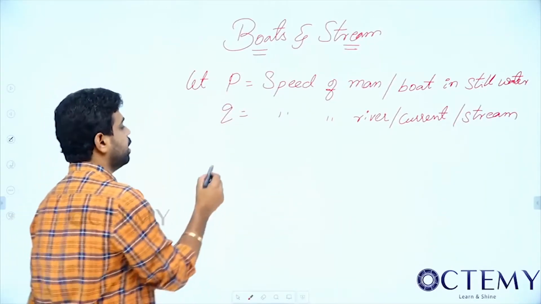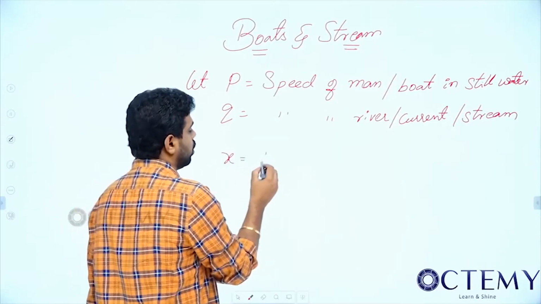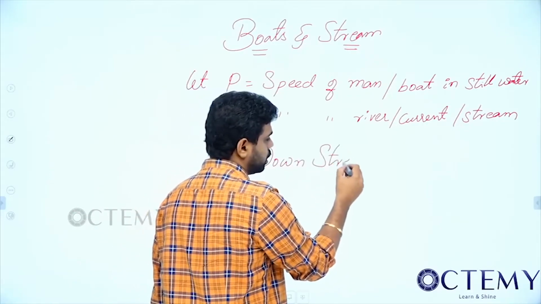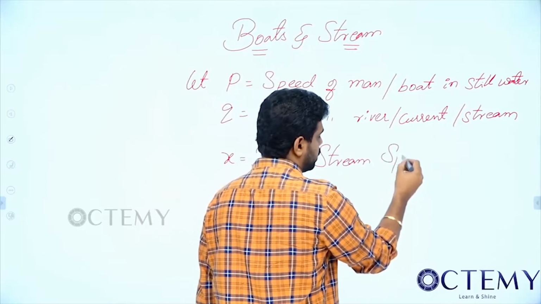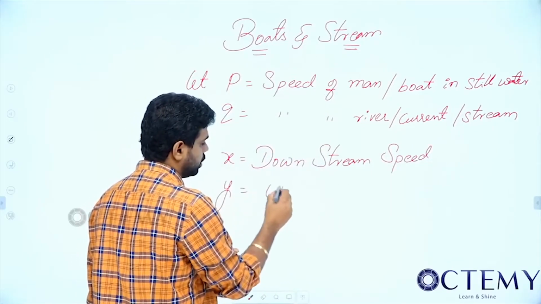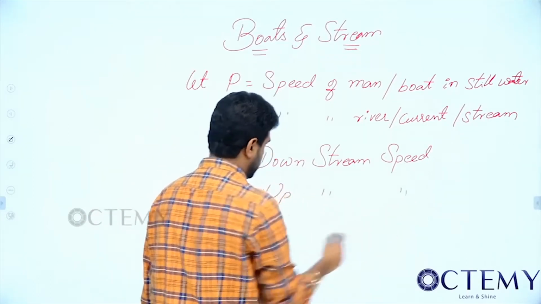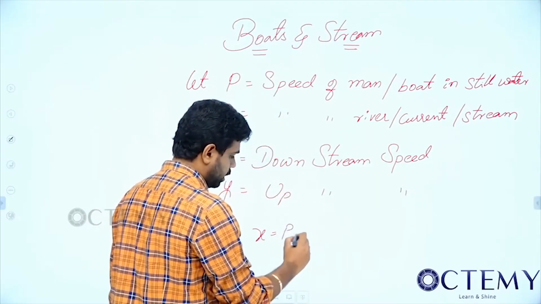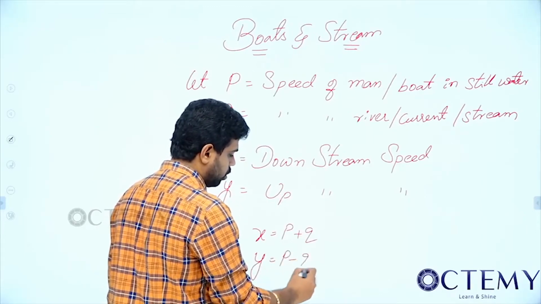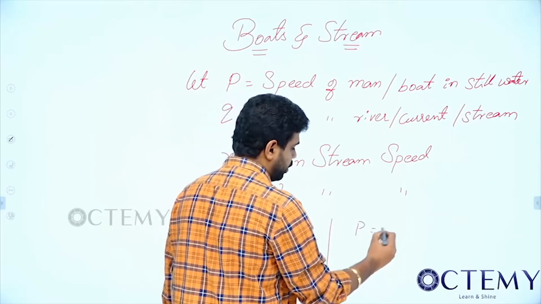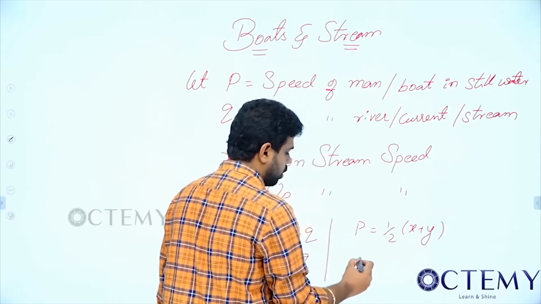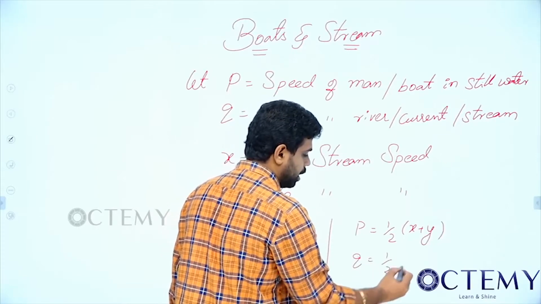Similarly, I will take X equal to downstream speed and Y equal to upstream speed. X will be P plus Q, and Y equal to P minus Q. Or else, P equal to half into X plus Y, and Q equal to half into X minus Y.